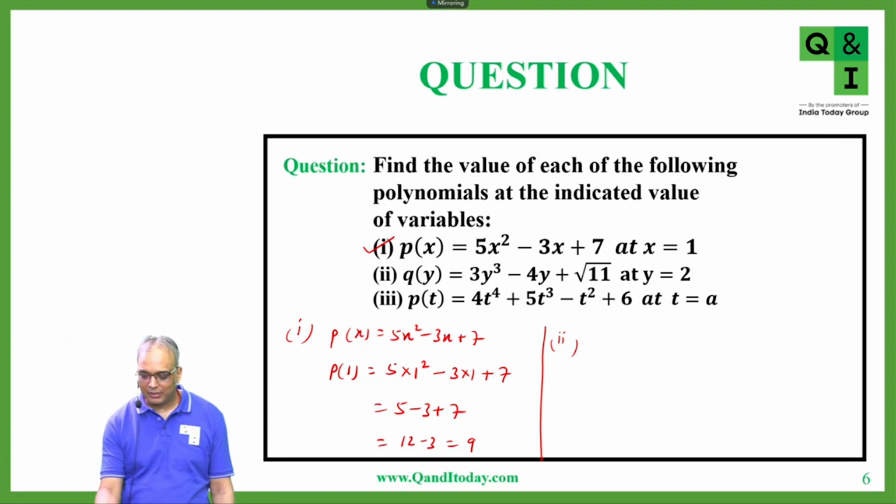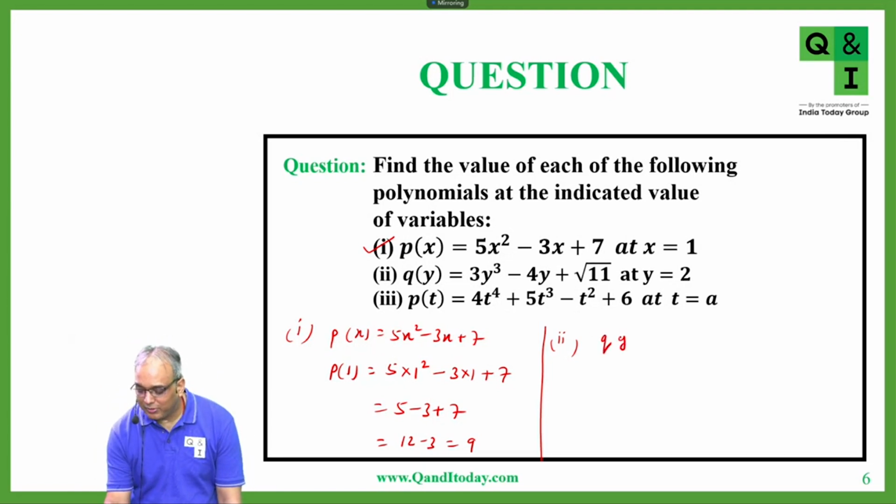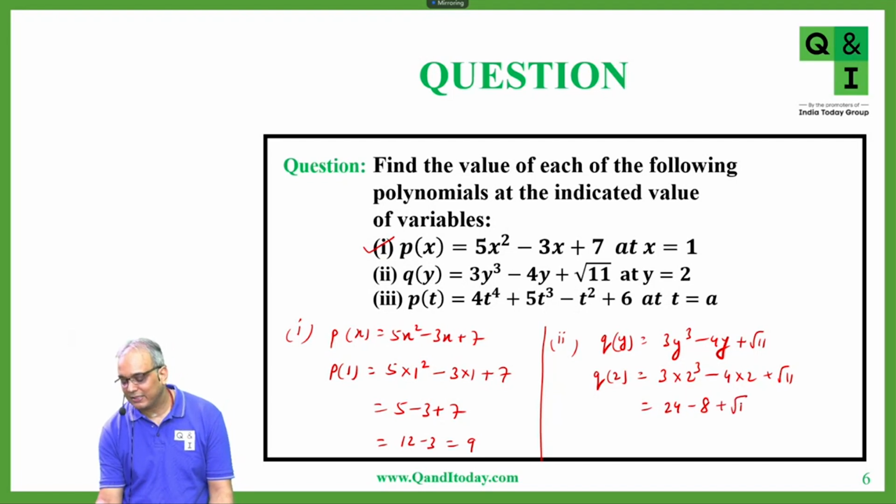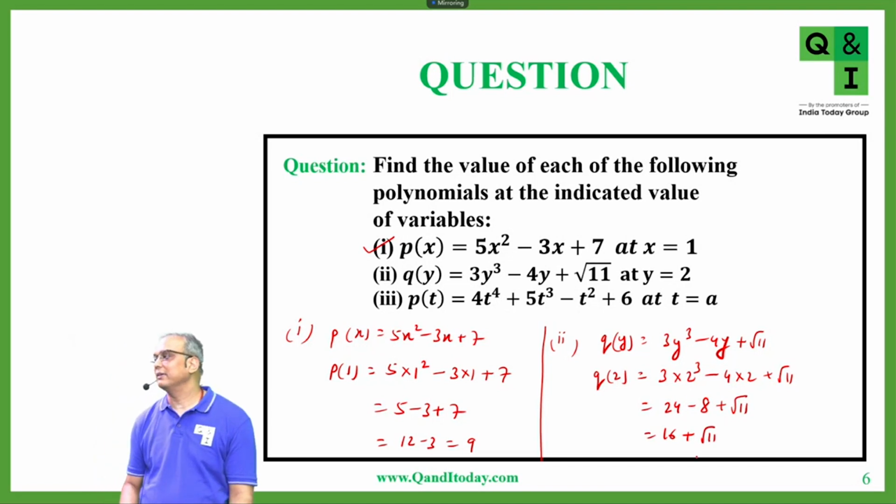Good, good, good. So the polynomial Q(y) was 3y cube minus 4y plus root 11. And if we have to find the value at y is equal to 2, so Q of 2 is 3 times 2 cube, minus 4 times 2, plus root 11. So 8 threes are 24, minus 8, plus root 11. So this is 16 plus root 11.